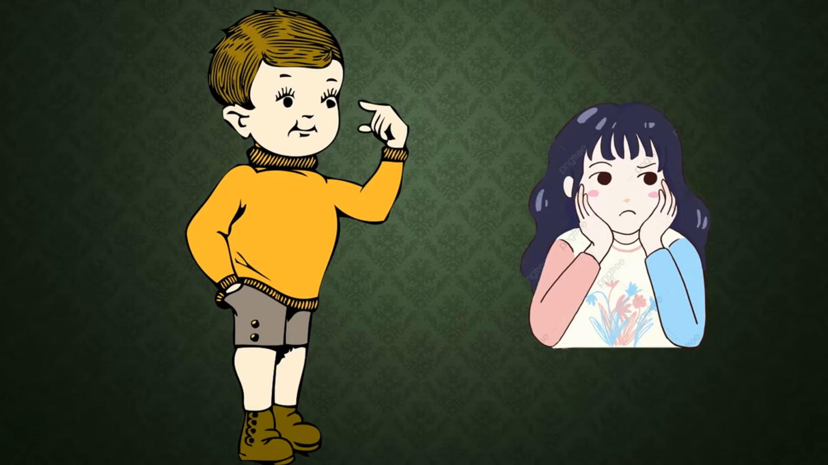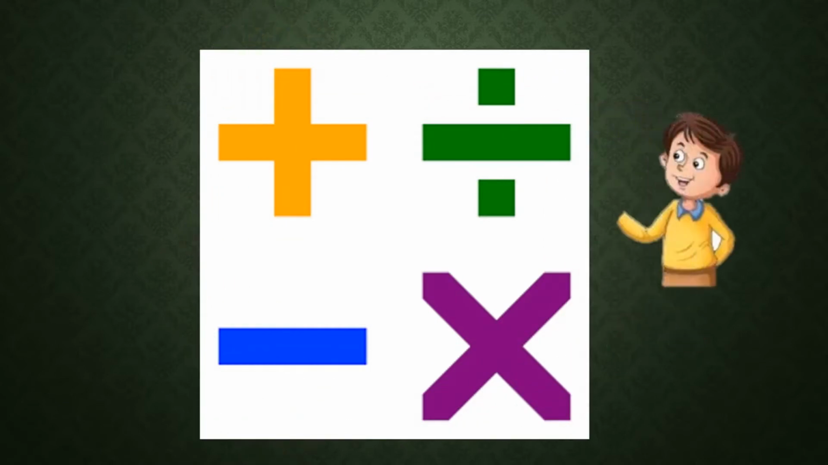Children, what do you think? Which method is easy and fast? Are symbols easier to use than words? Yes, symbols are easier to use than words. So children, repeated addition of the same number is called the multiplication.